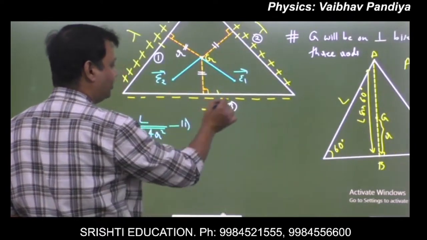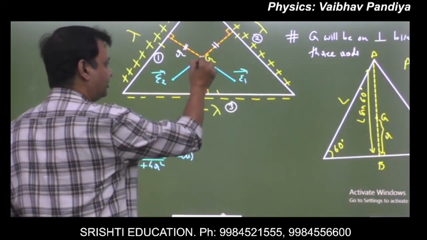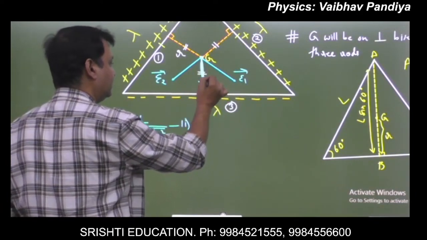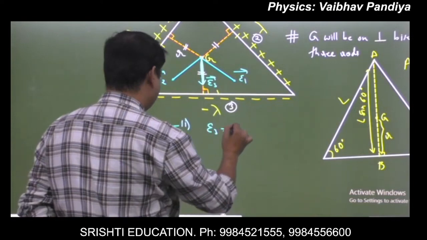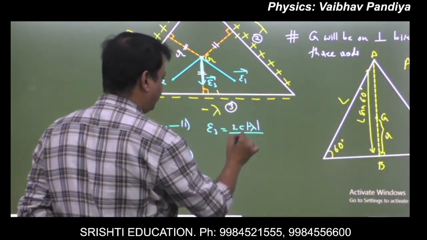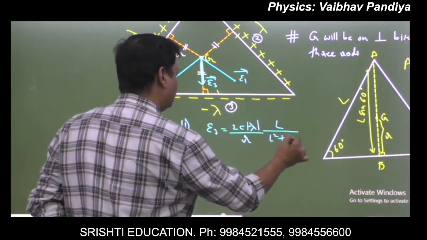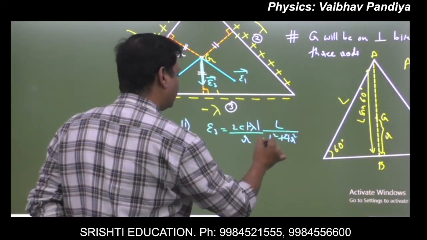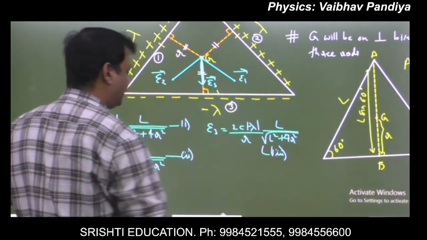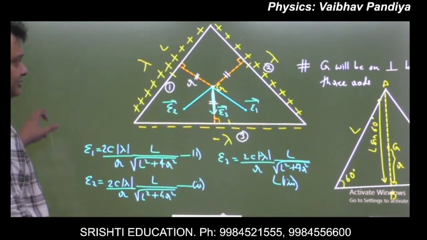And let the field because of the third segment be E3. So E3 will be inward because it is negatively charged, along this perpendicular line. This is your E3. And what will be E3? 2k modulus of minus lambda, that will be same as modulus of lambda by R, length is L, L square plus 4R square. So you can see all the three vectors have the same magnitude, though they don't have the same direction, but they have the same magnitude. Now we have to add the three vectors.